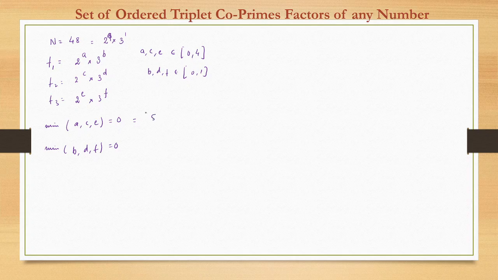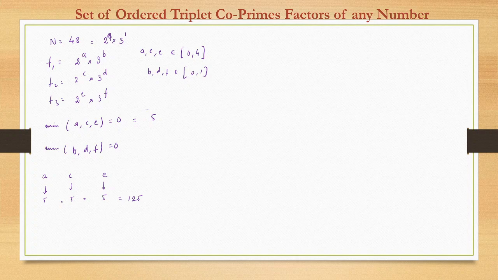So A can take 5 values, right? If you don't understand, A can take 5 values, C can take 5 values. What are those? 0, 1, 2, 3, 4. Similarly, E can take 5 values. So A, C, E in total can take 5 into 5 into 5, 125 values, right?